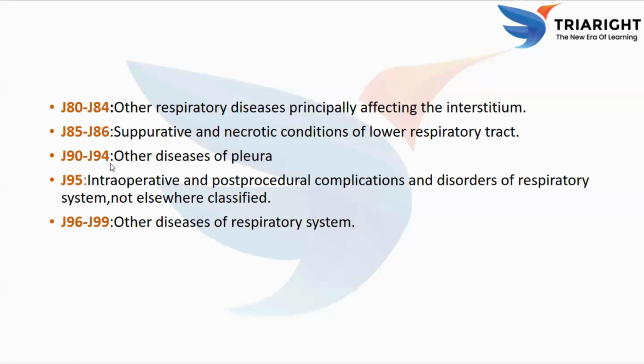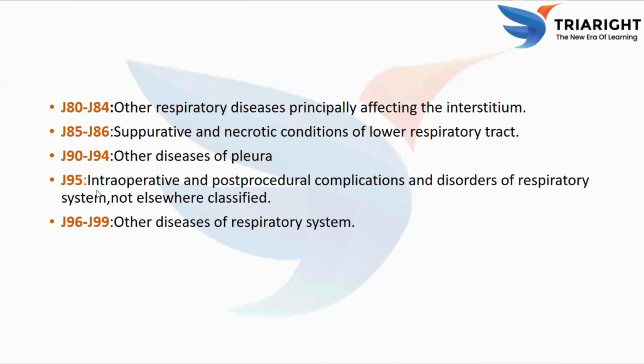So, J90 to J94 involves the other diseases of pleura. Pleura is a thin, double membrane covering the lungs. This category includes conditions such as pleural effusion, pneumothorax, and other pleural disorders. These diseases affect the lining of the lungs but not the lung tissue itself.